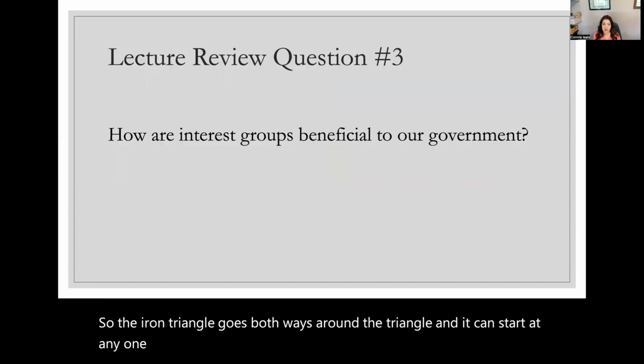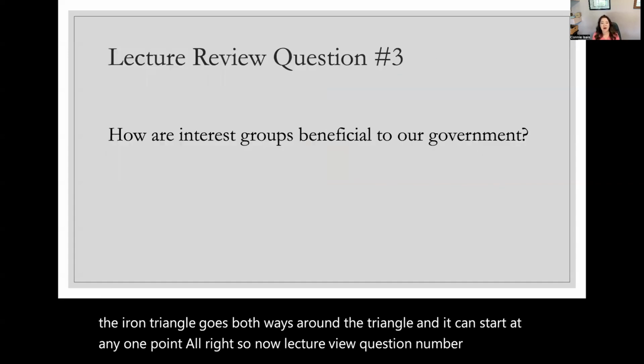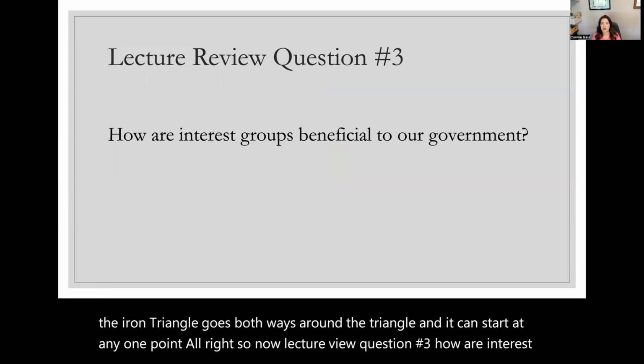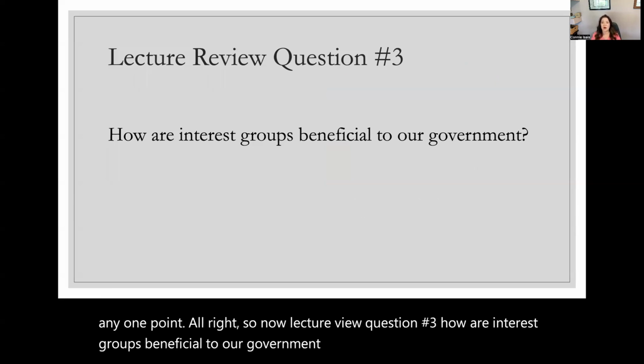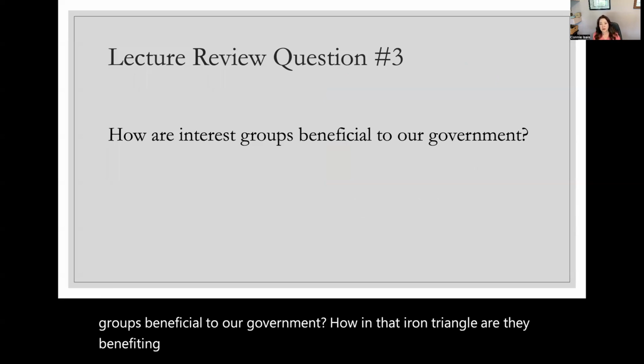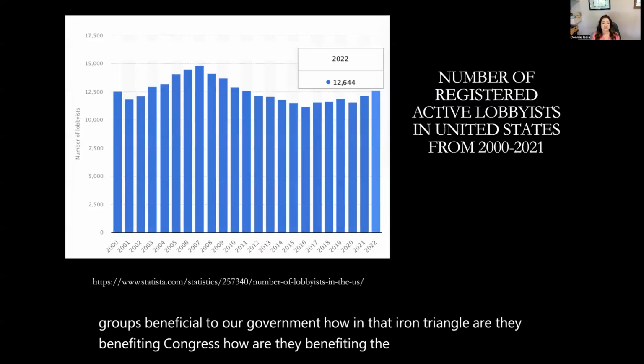All right, so now let's review question number 3. How are interest groups beneficial to our government? How in that iron triangle are they benefiting Congress? How are they benefiting the bureaucracy?